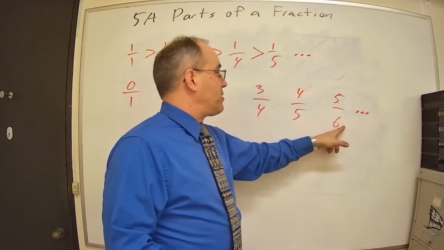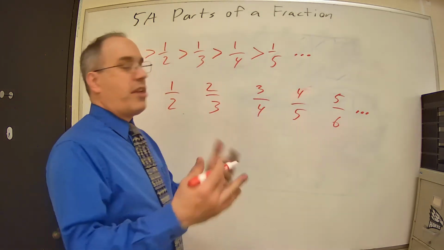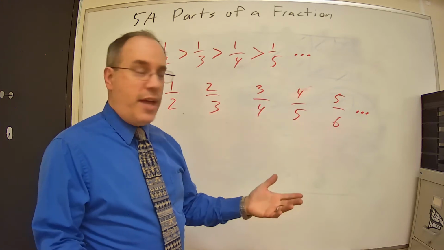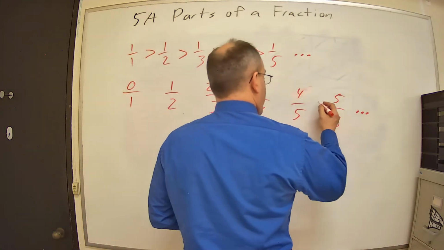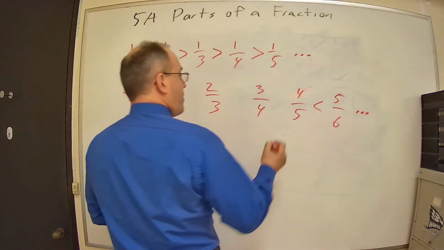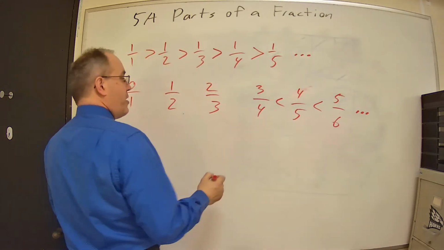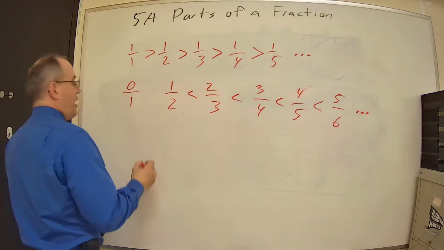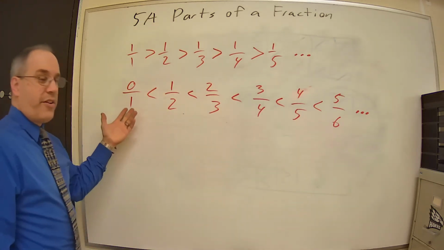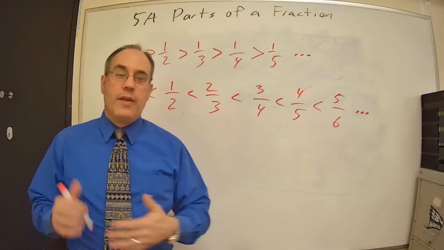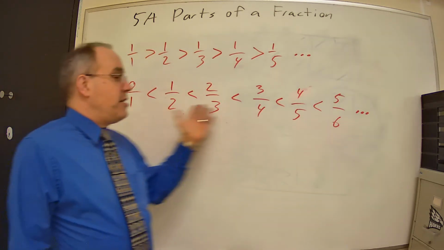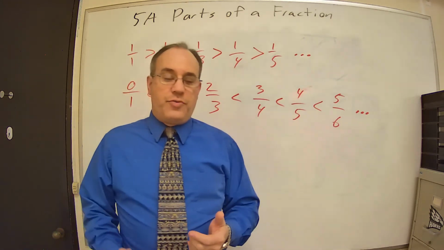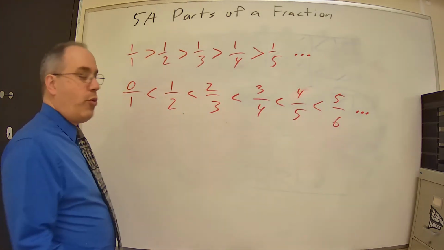So 5/6 is only 1/6 away, 4/5 is 1/5 away, so 5/6 is greater than 4/5 is greater than 3/4 is greater than 2/3 is greater than 1/2 is greater than, obviously, 0, right? So that's another basic comparison that we can get used to, and you can just recognize which is larger?